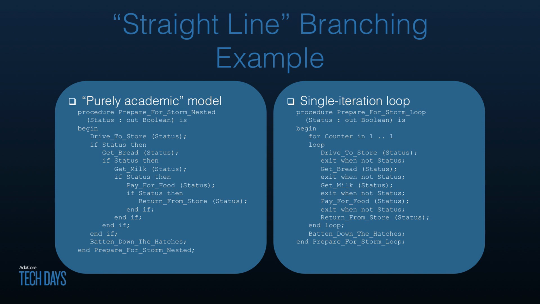So if I wanted to do that with more states, I could do it with a single iteration loop. All that does is say I'm going to go through the loop once because it's just a chunk of code, but now I have the ability to do an exit when. So if my state fails, I exit. My state fails, I exit. And whenever I exit the loop, I'm going to go batten down the hatches. So it allows us to write this straight line. I don't have all the indentation. And it gives us the capability to jump out of a loop, because it's not really a loop, without having to write gotos or anything like that.